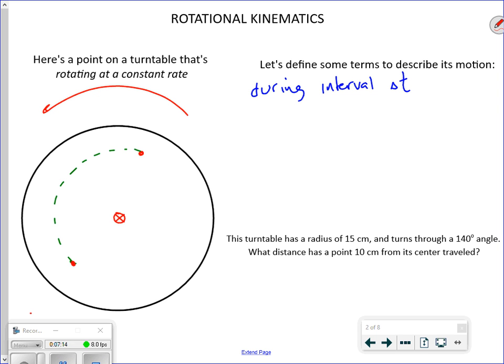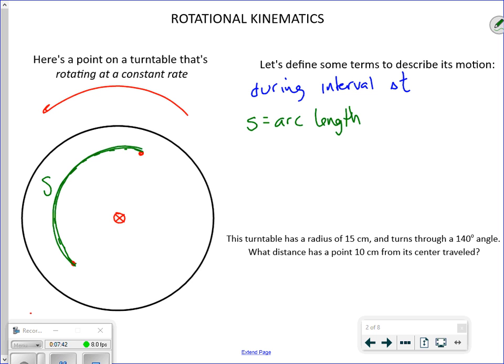And it would move along that path. The object moves along a path while this disk is rotating. Okay? And we've just defined something. The length of this line we call S. We call S arc length.